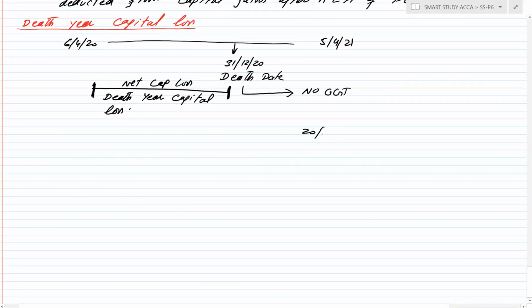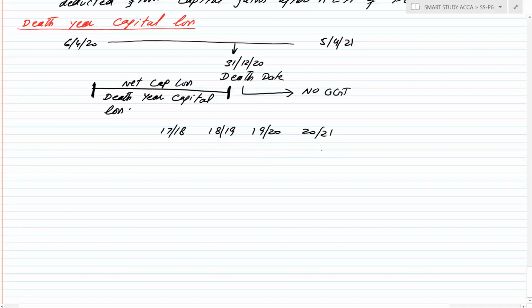Students, the death tax year of this individual is 2021. So what are the previous 3 tax years? The previous tax years will be 19-20, then 18-19, and then 17-18. So these are the previous 3 tax years.